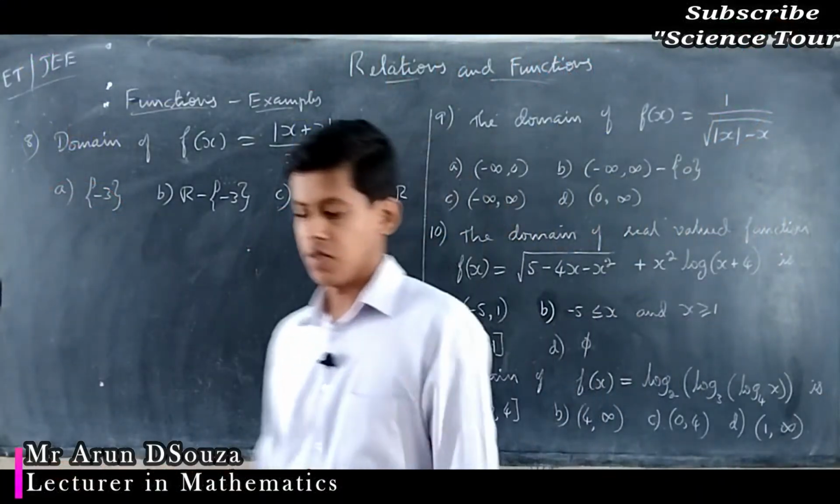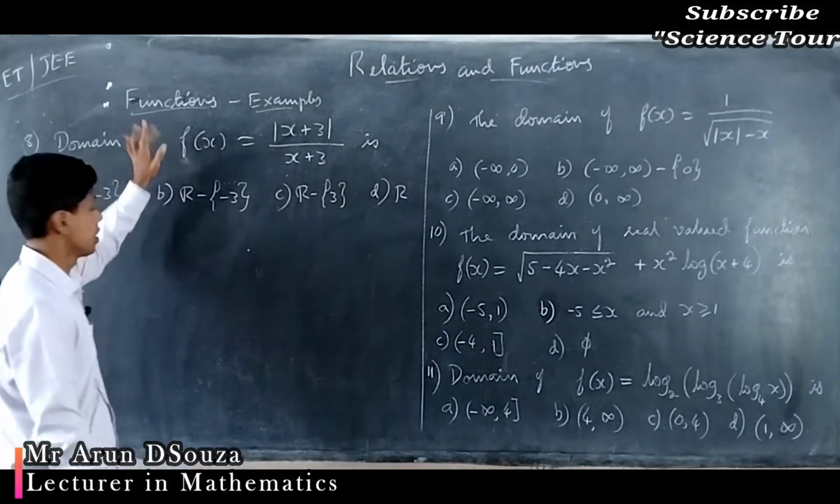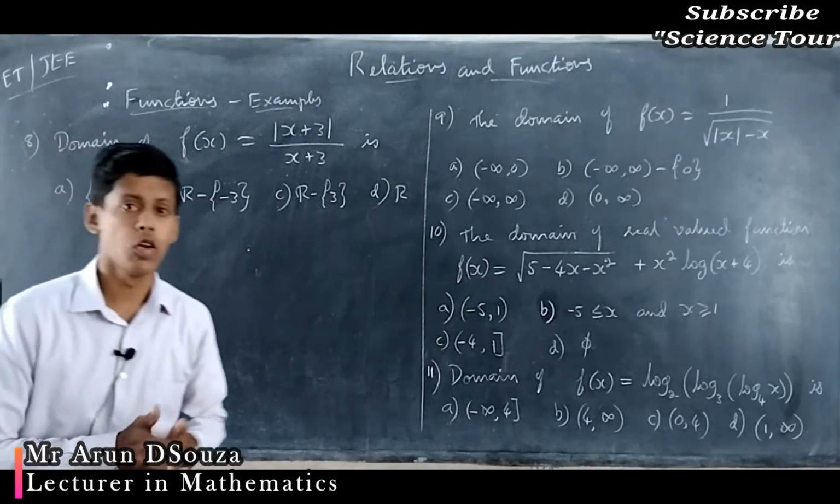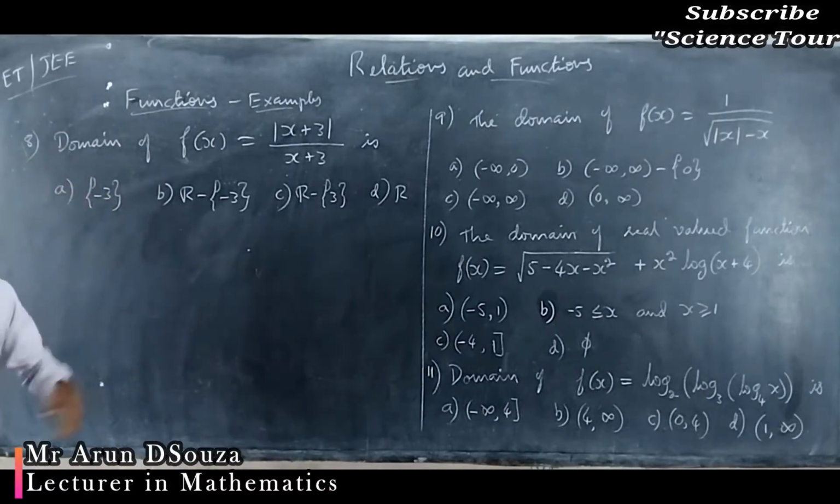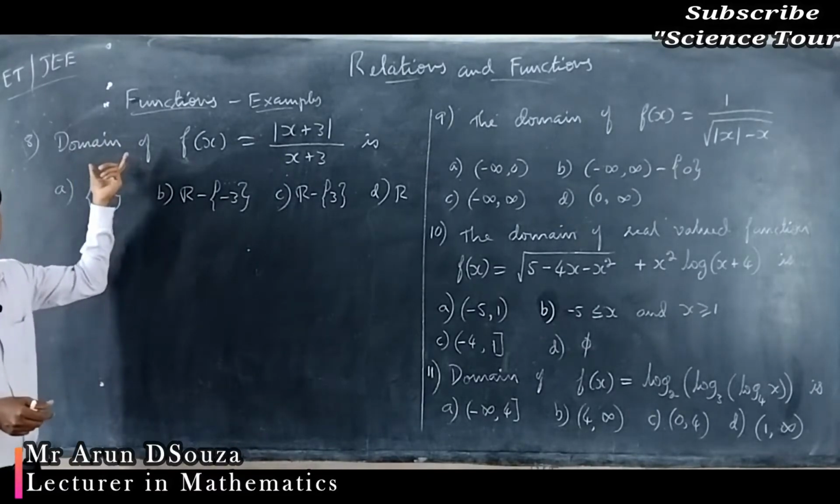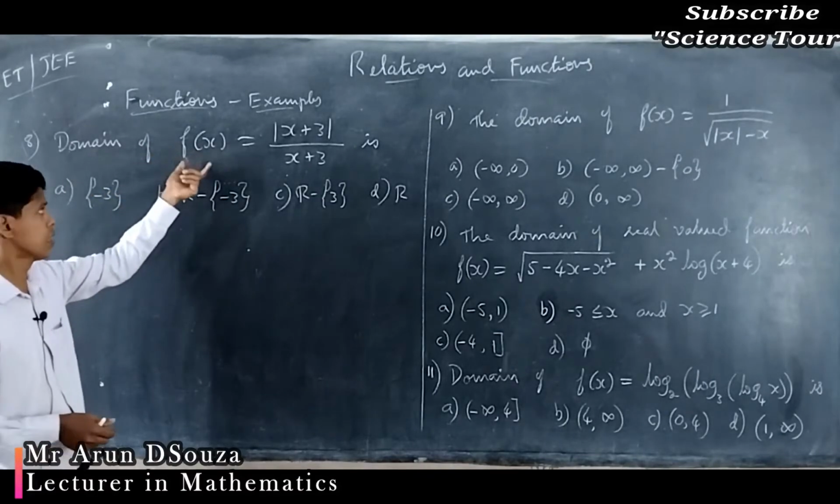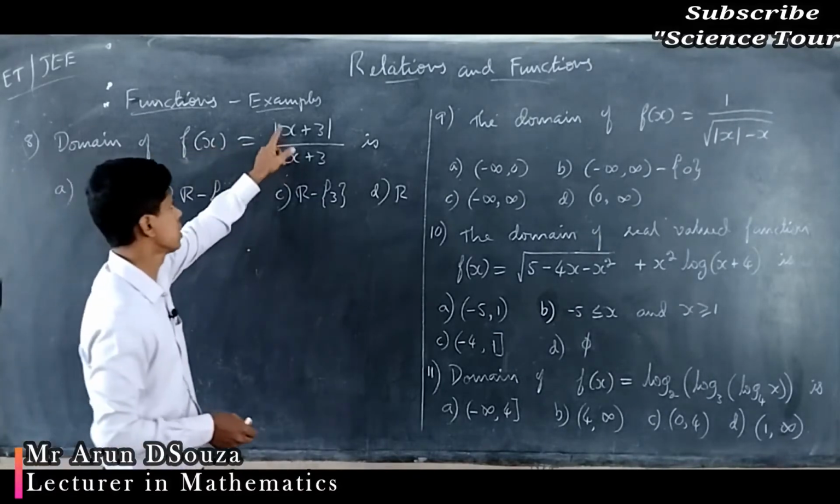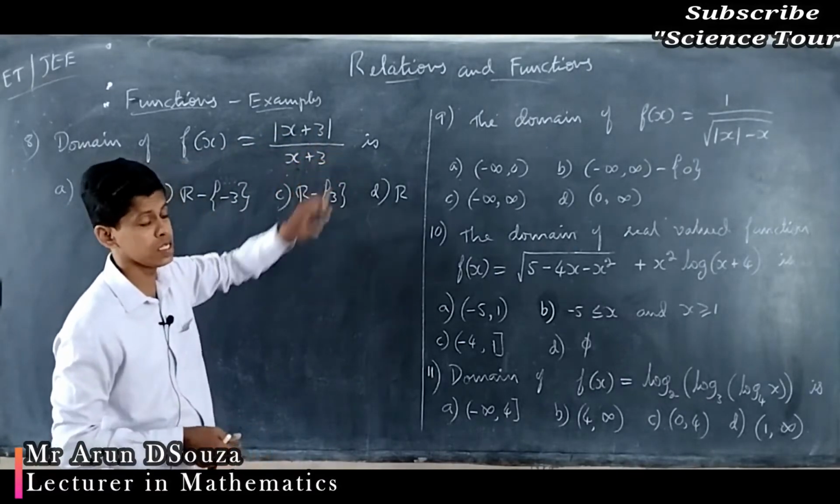Hello dear students and welcome to CET JEE classes of relations and functions, and now we are solving the examples of functions. We have already solved 7 problems, now we are in the 8th question. Look at this question. We are again discussing the domain of the real valued functions, real functions. So f of x is equal to modulus of x plus 3 divided by x plus 3.